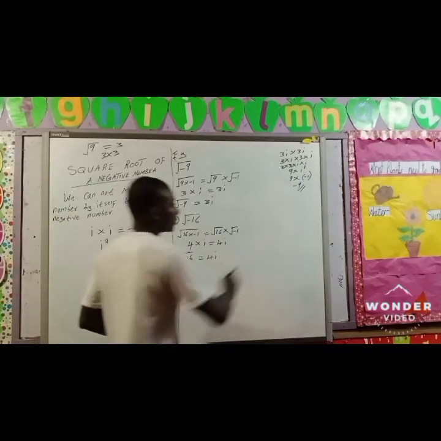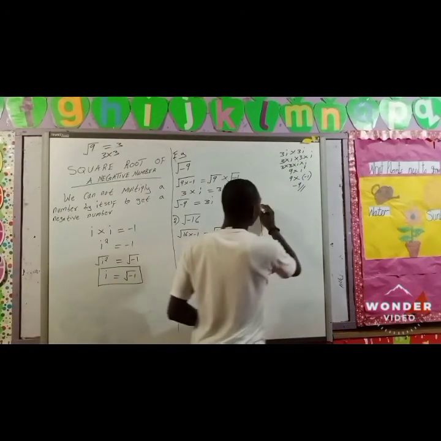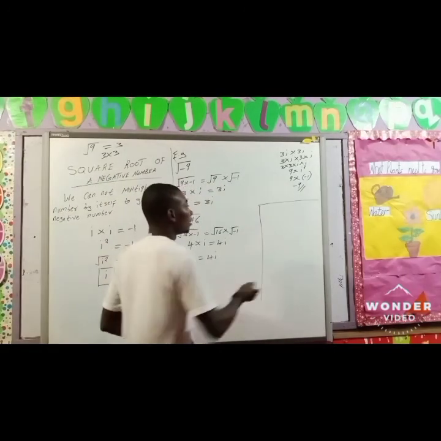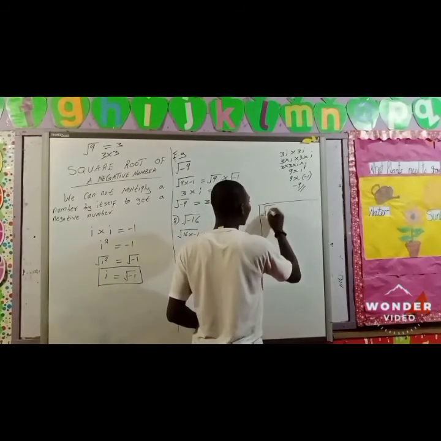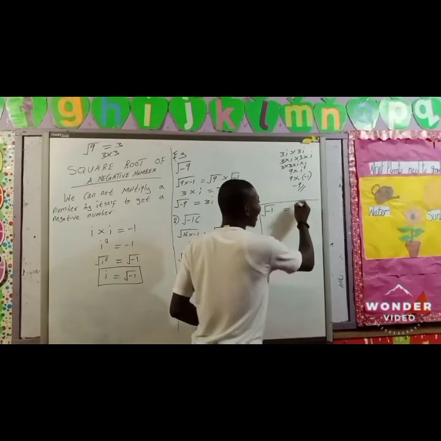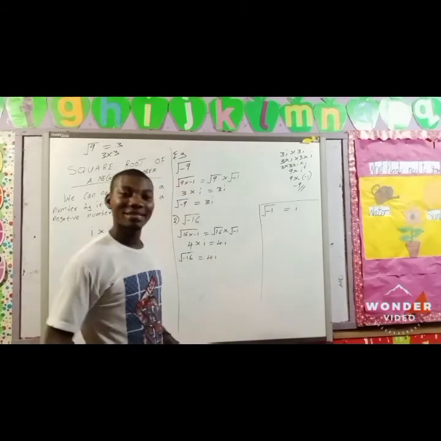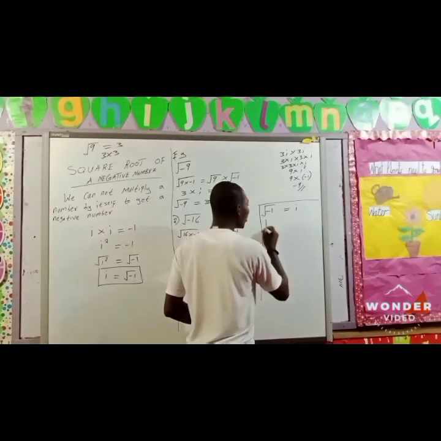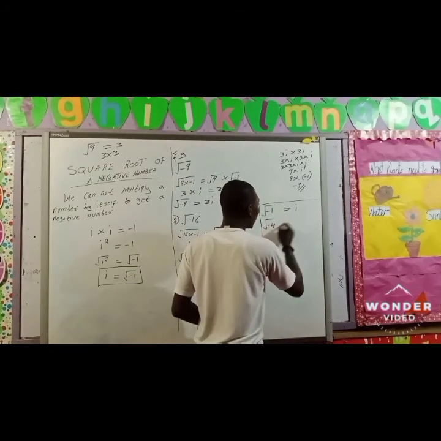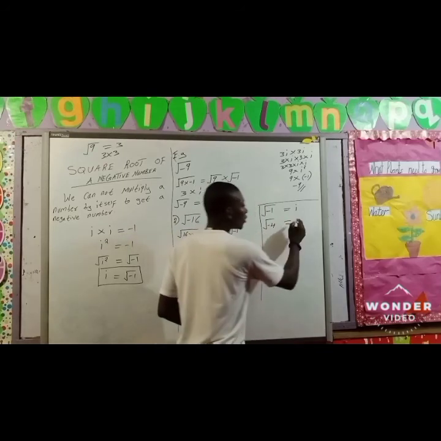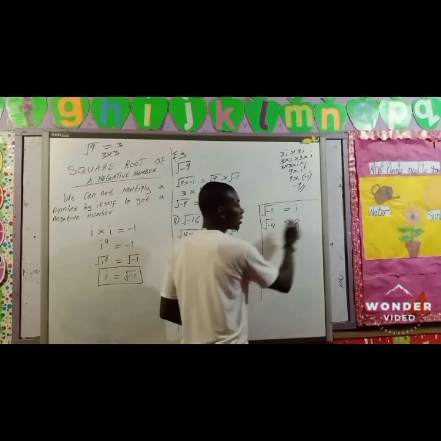So what does that mean? It means that if you're asked to take the square root of any negative number, let's start from minus 1. The square root of minus 1, as we all know, is i. Let's move to the next one. The square root of minus 4. What is the square root of minus 4? The square root of 4 is 2. Then the square root of minus 1 is i.